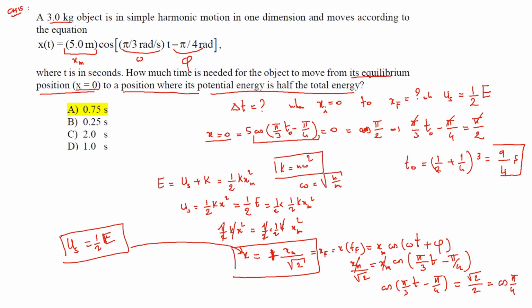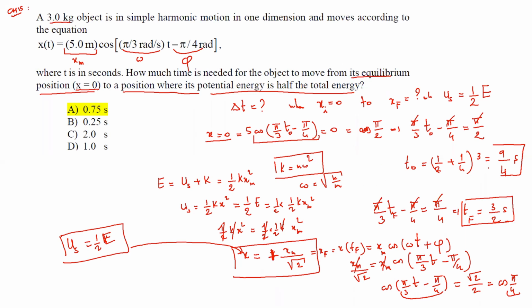So that means I can say that pi divided by 3 t, of course I'm talking about tf here, minus pi divided by 4 is equal to pi divided by 4, okay? So this cosine is equal to this cosine, that means this angle is equal to this angle. I simplify by pi, and I get tf is just 3/2 second. Okay.